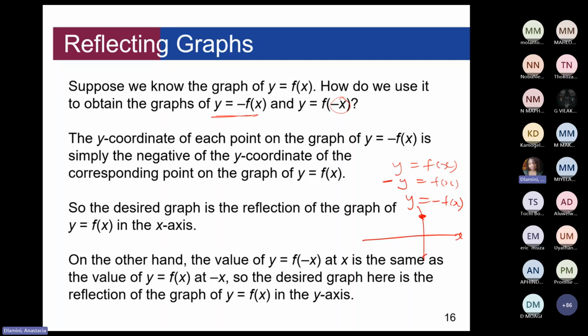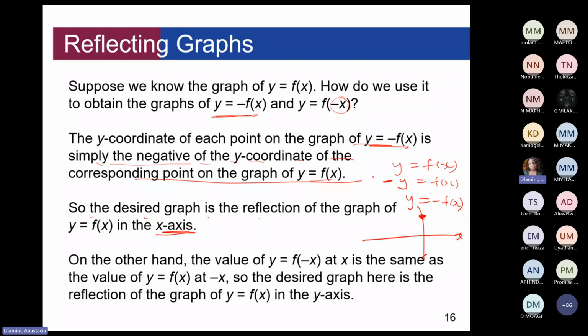Thank you. So the y-coordinate of each point of this graph is simply the negative of the y-coordinate of the f of x's. So the desired graph is reflected about the x-axis, because the y is the one that is changing.